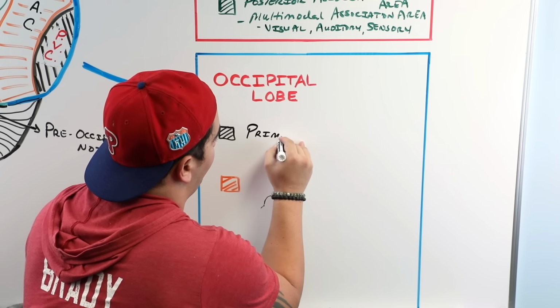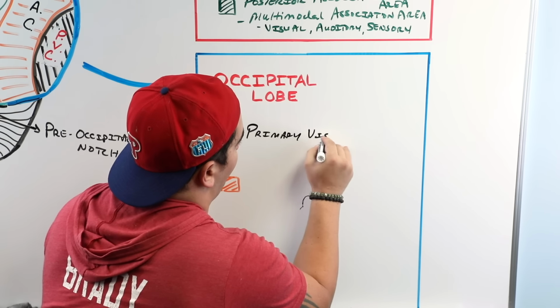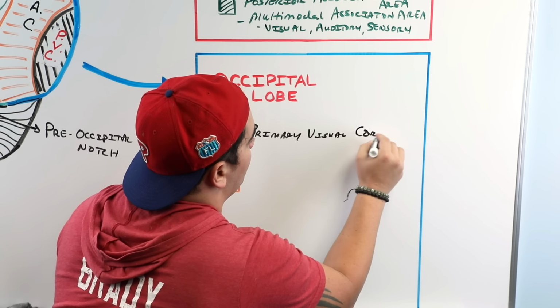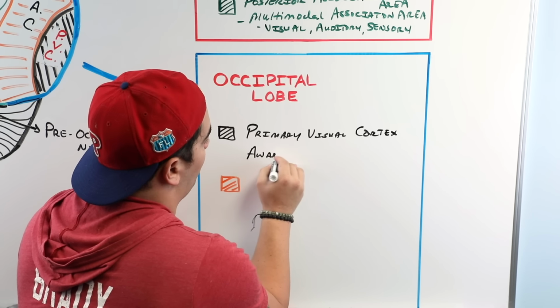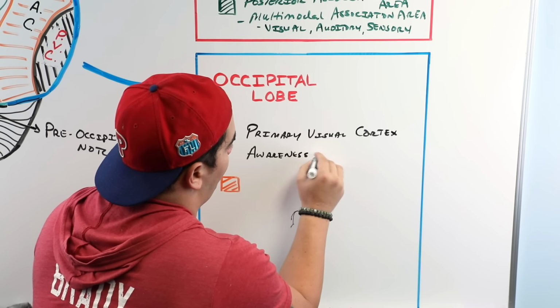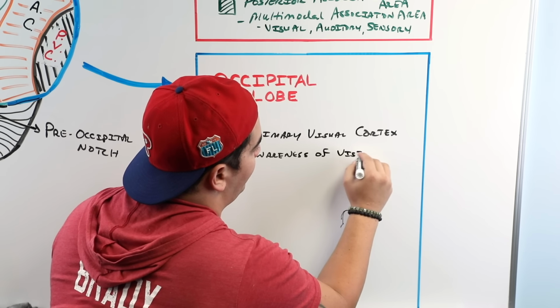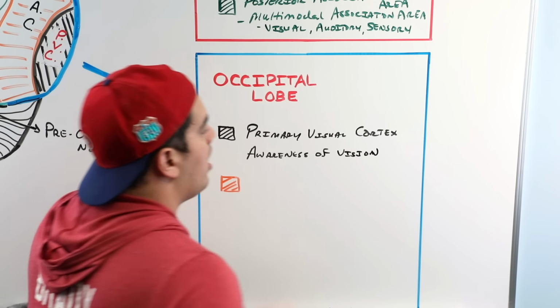The primary visual cortex, right? And the primary visual cortex, what did we say it was responsible for? Awareness, so conscious awareness of vision, right? So a visual stimulus, if you will.